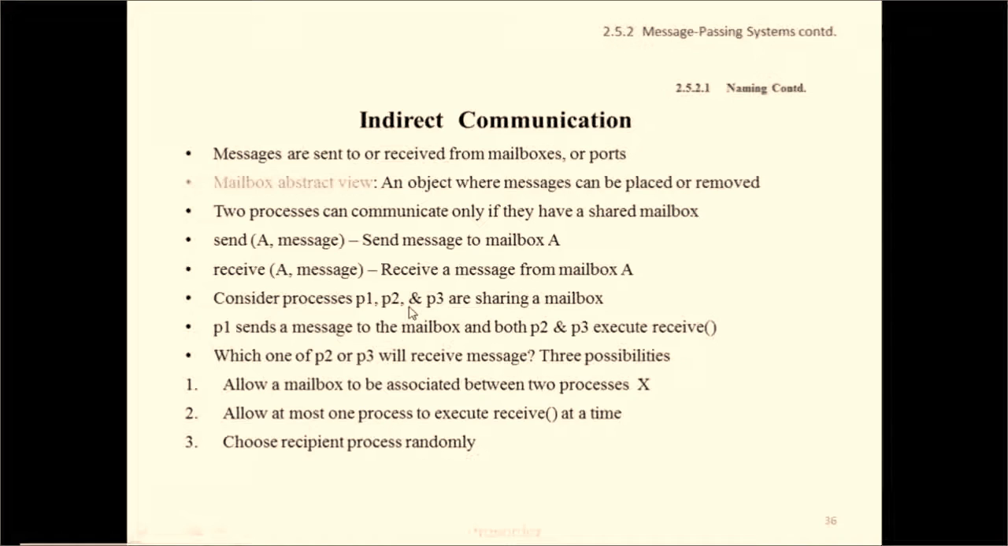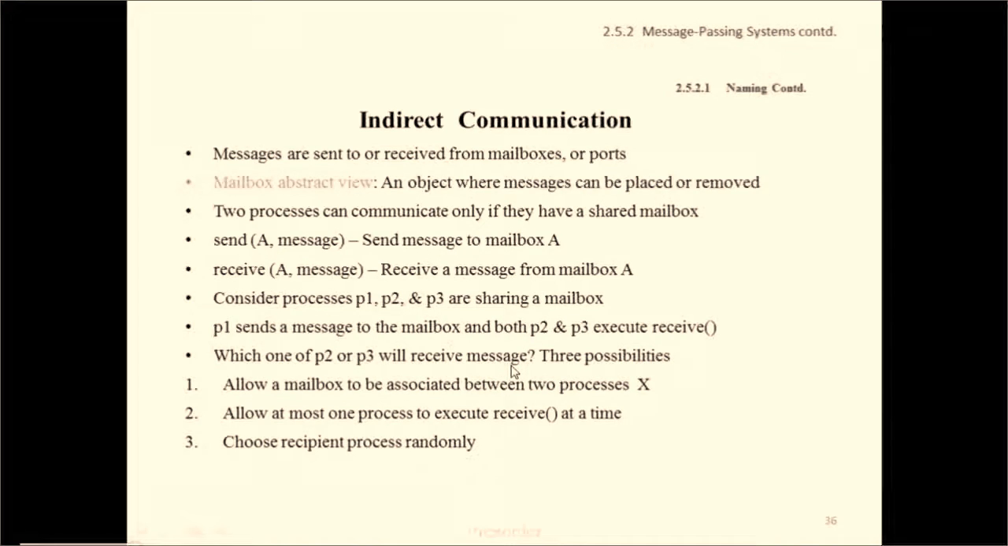Consider processes P1, P2 and P3 sharing a mailbox. An issue is discussed here. P1 sends a message to the mailbox and both P2 and P3 execute receive. So one message has arrived in the mailbox, and both P2 and P3 have executed receive, so both are claiming the same message. The question is, which one of P2 or P3 will receive the message?